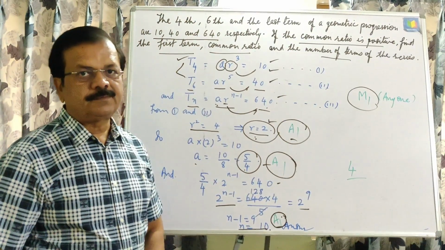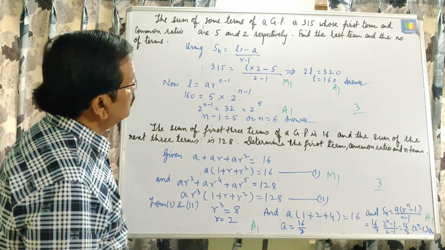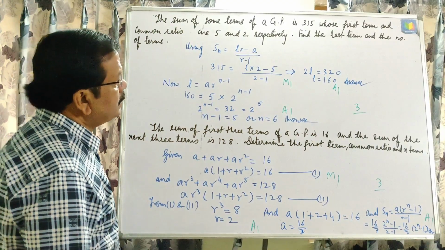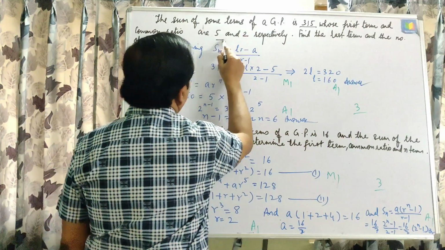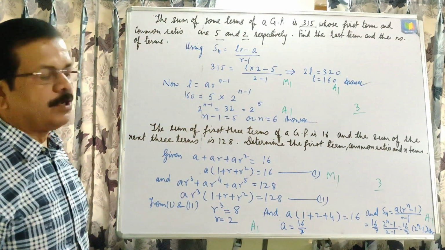Now next question. The sum of some terms of a GP, let the number of terms be n, is 315, whose first term and common ratio are 5 and 2 respectively. Find the last term and the number of terms.